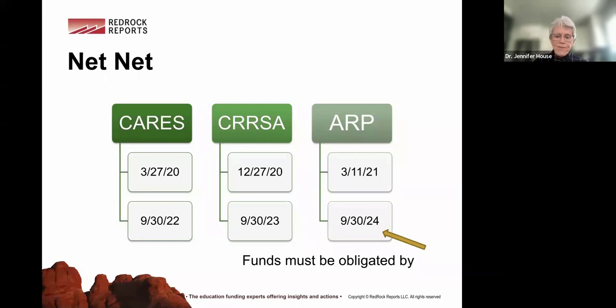A prime example of this is professional development. You can commit to it, meaning you obligate by 9/30, but you can't pay for it until it's actually delivered during that school year. So it's important that you remember the funds must be obligated by 9/30/2024.